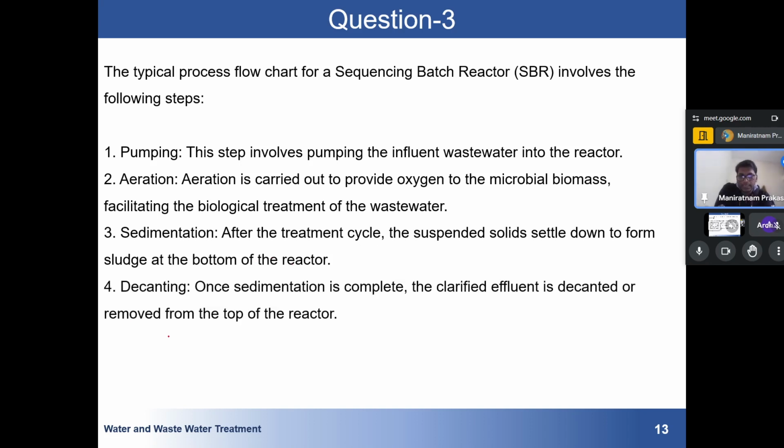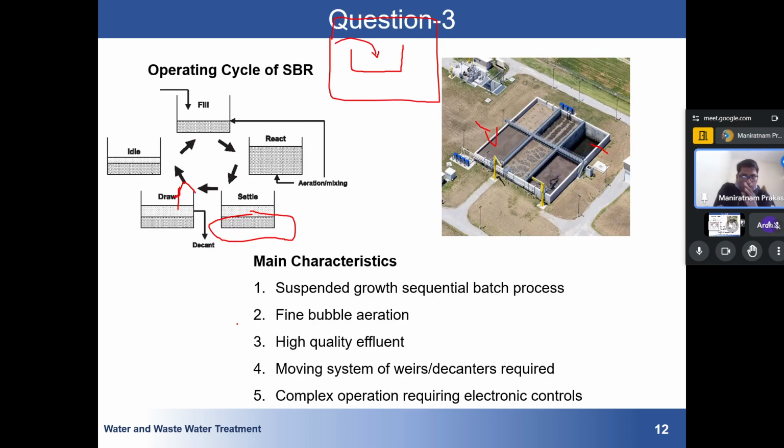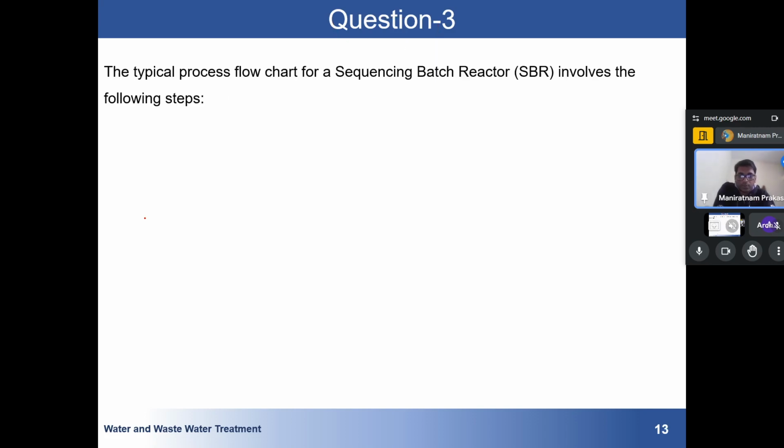And now decanting means once sedimentation is completed, the clarified effluent is decanted or removed from the top of the reactor. So we are drawing off the clean water; all the sludge will settle down and we will be taking out the clean water.